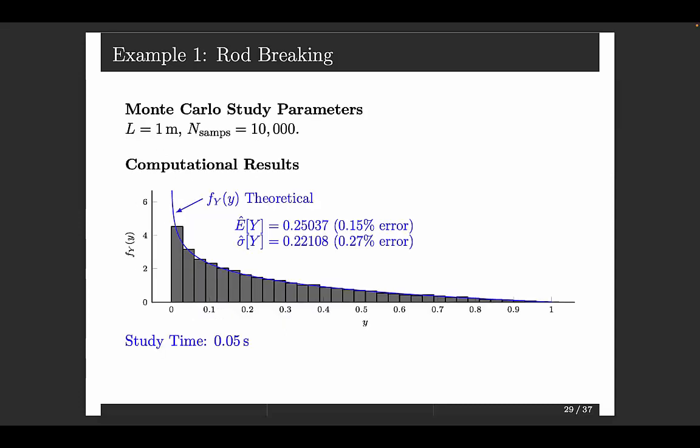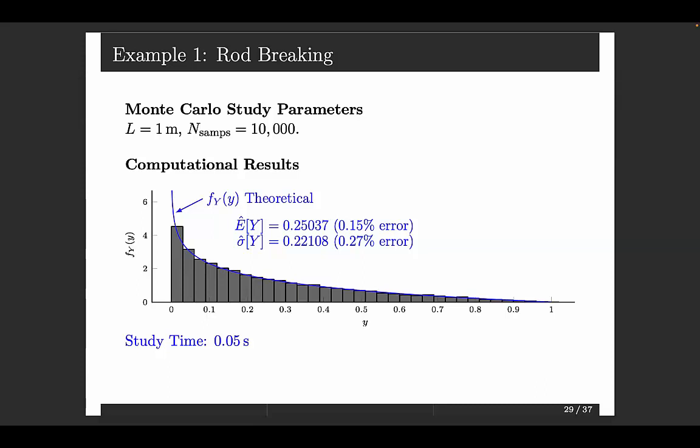This slide shows the output of a Monte Carlo study under the following parameters. As I said before, L equals 1 meter, N equals 10,000. This plot shows the computational results. The gray bars show a histogram of the samples, which are normalized, and the blue line shows the theoretical function that we came up with. Using the sampled values of Y, the expected value from my computations, which is E hat here, is 0.25. Remember, the analytical answer was 1/4, so that's about a 0.15% error. Standard deviation is 0.22, in which case it's a 0.27% error.